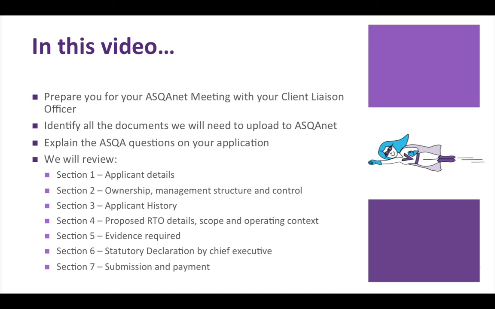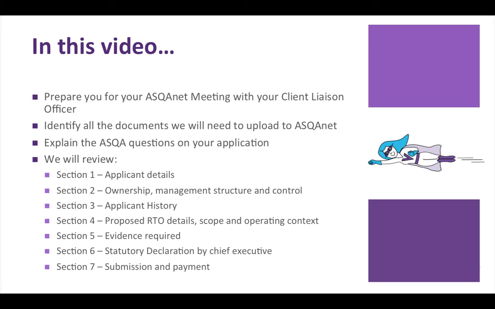So section 1 being your applicant details, which is details about your company structure, who you are. Section 2 is your ownership, so who are the management, who are the directors, and who will be running the organisation. Section 3 is your applicant history, so what is the background of your organisation, and in particular previous background in RTO. Section 4 will be your proposed RTO details, scope and operating context, so all the qualifications that you'd like to add onto your scope.